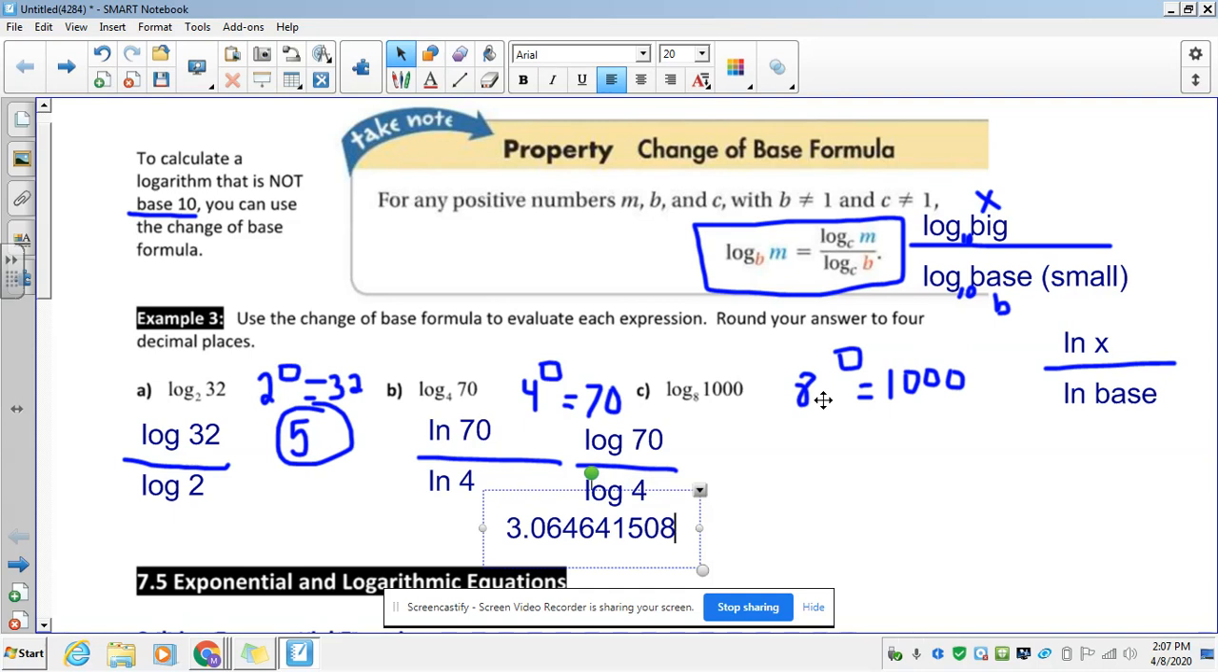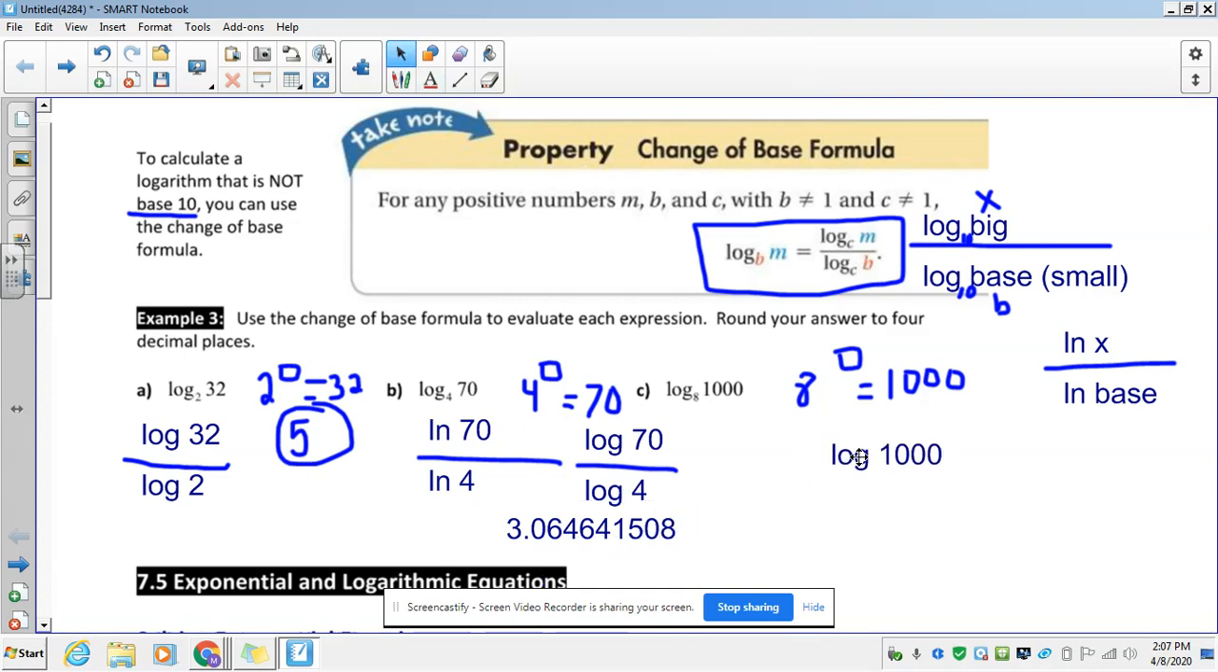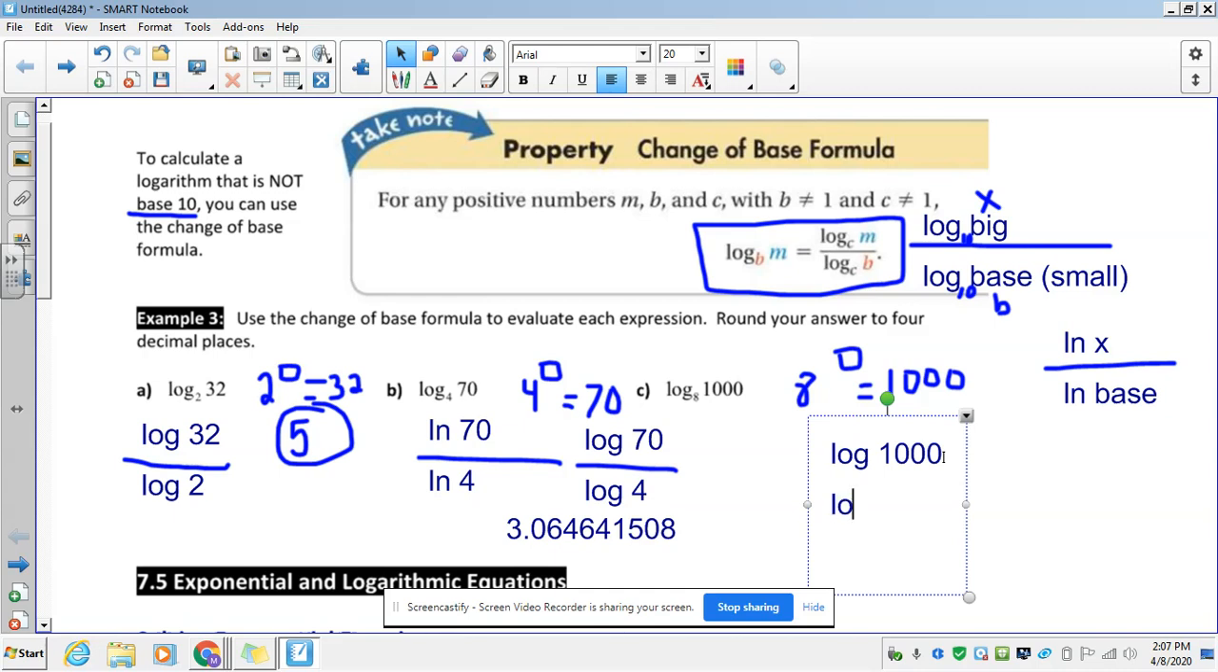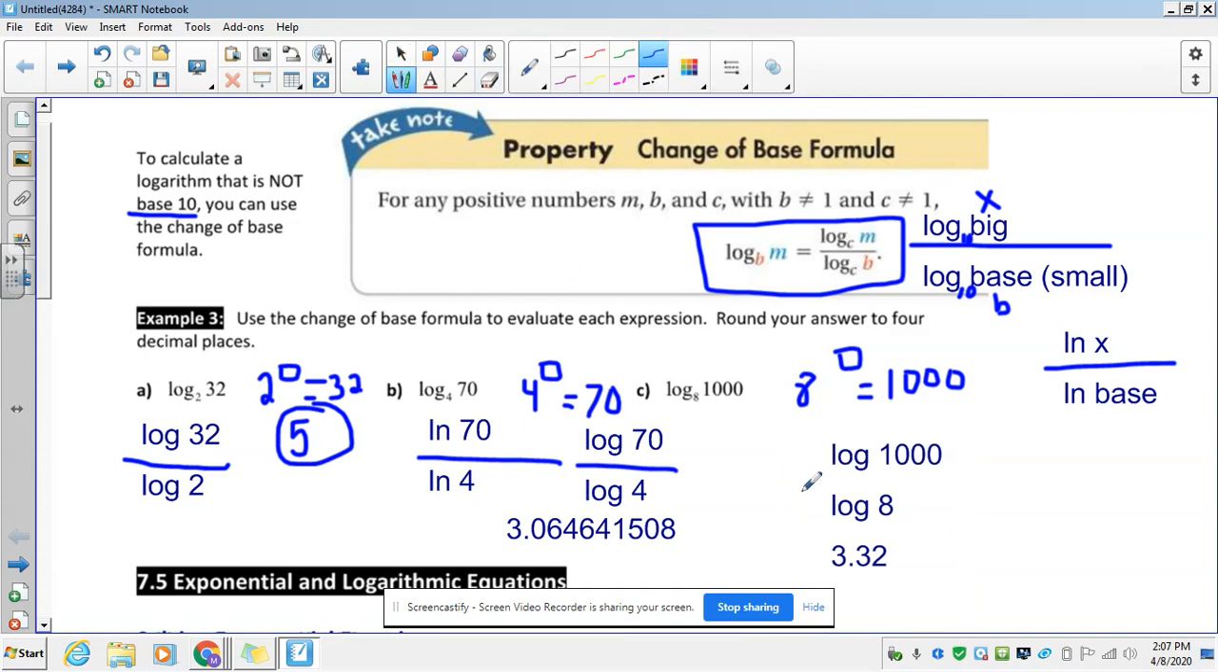So pause the video, try the next one. All right, let's see if you got it right. This one would be log of 1,000 divided by log 8. And that is going to give me an answer of 3.32. Hopefully that is what you all got. That is it for today. As you can see, that was pretty simple.